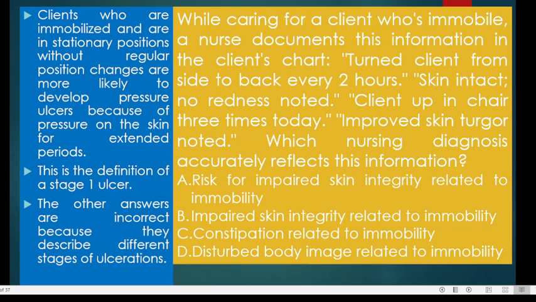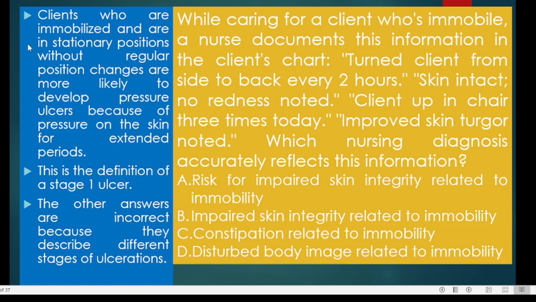While caring for a client who is immobile, a nurse documents this information. Turned client from side to back every 2 hours, skin intact, no redness noted, client up in chair 3 times a day, improved skin turgor noted. Which nursing diagnosis accurately reflects this information? Ladies and gentlemen, this is risk for impaired skin integrity related to immobility.